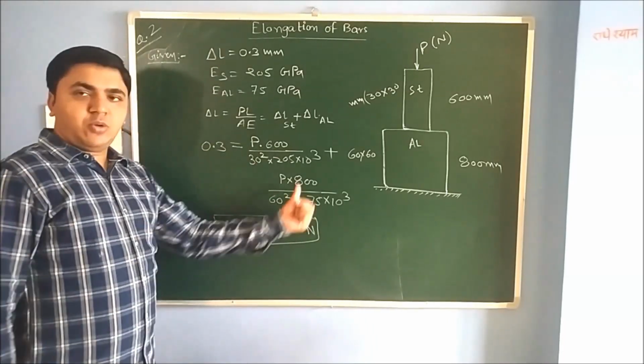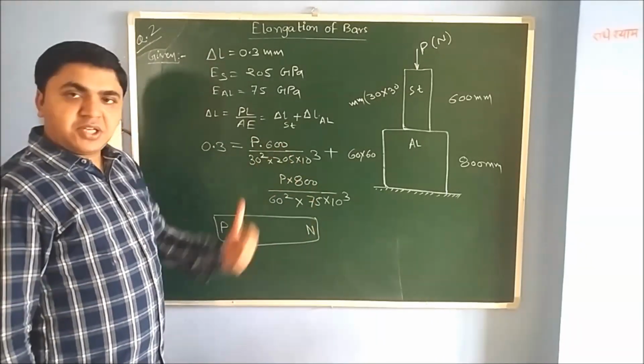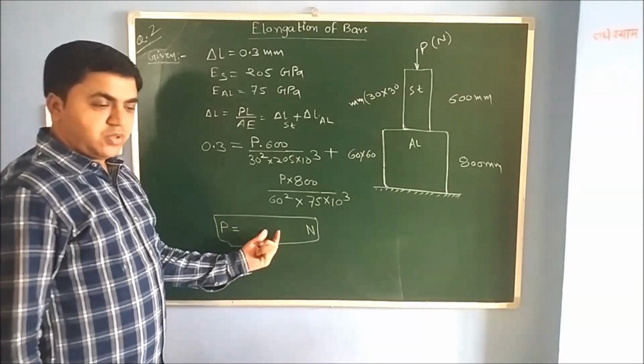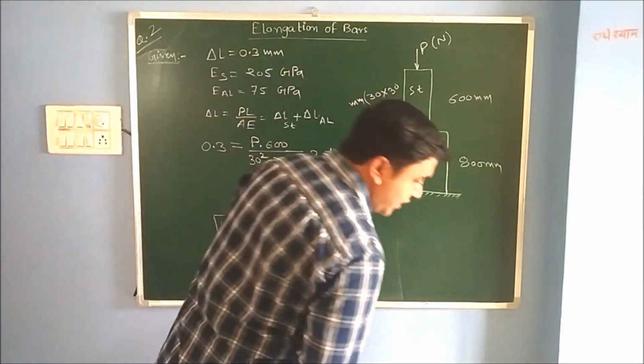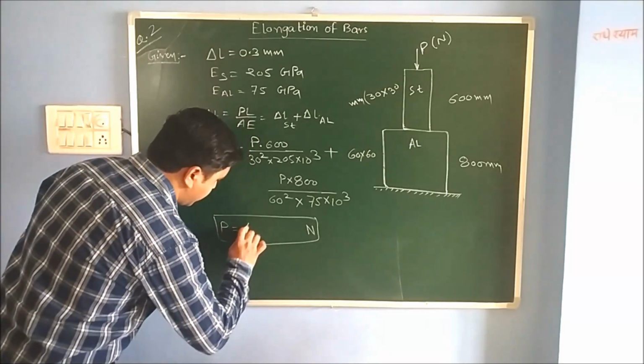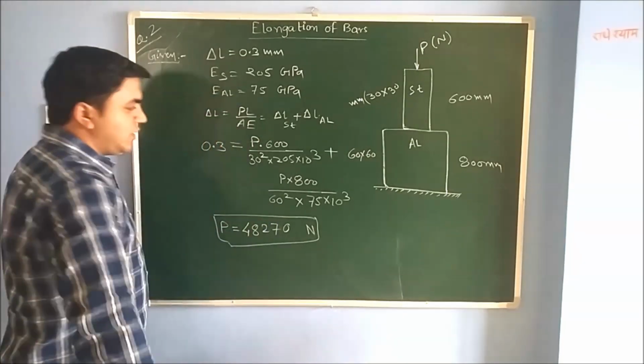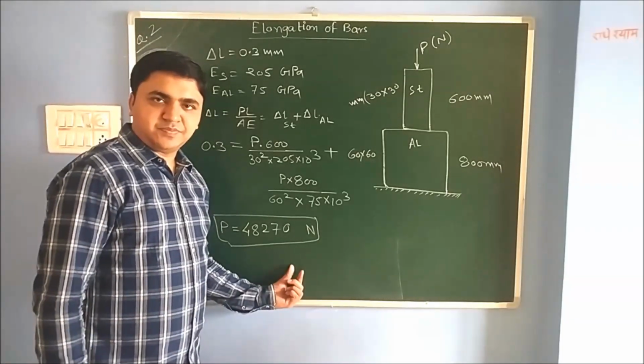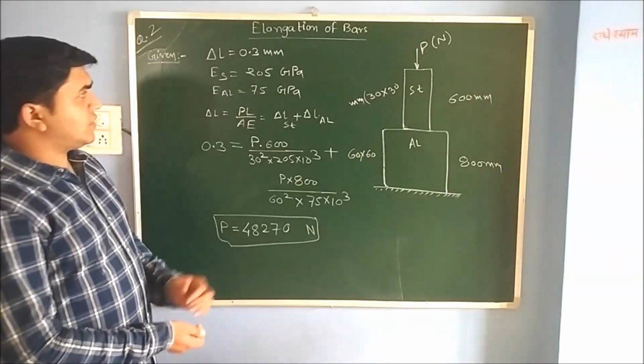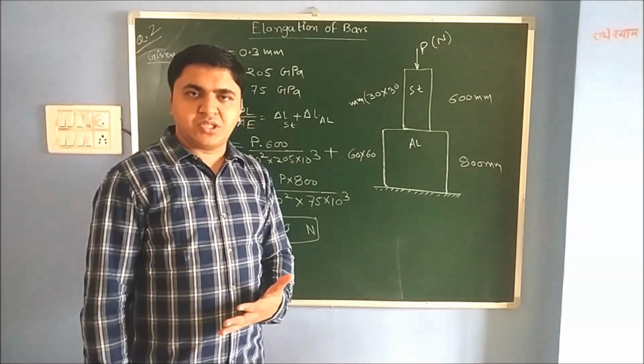After solving this entire expression, you will get the value of P in Newton, and the value of P we are getting is 48270. 48270 Newton should be your answer. Okay, so this was a simple problem based on the elongation of a bar.